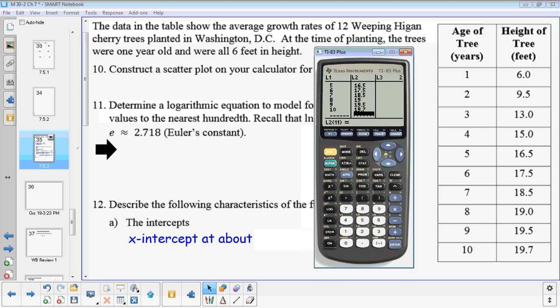Okay. So this is average growth rate for some cherry trees. And we want to construct a scatter plot. So if I do this much, I can come to the second y equals, turn my plot on. And I want a scatter plot, list 1, list 2. That's good. So if I graph it, let's do a zoom data here, or zoom stat.